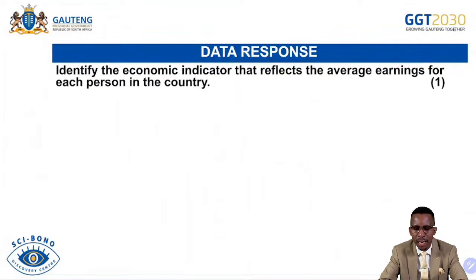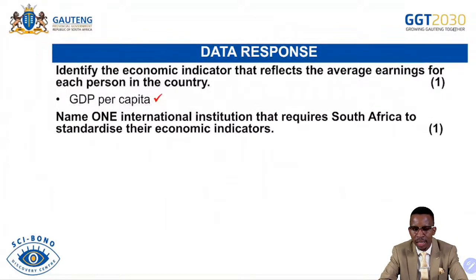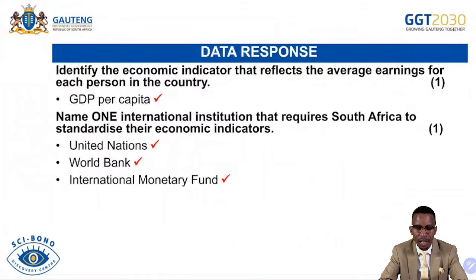Identify the economic indicators that reflect the average earnings for each person in a country. That is the GDP per capita. And then name one international institution that requires South Africa to standardize their economic indicators. We talk about the United Nations, the World Bank, as well as the IMF, or International Monetary Fund.